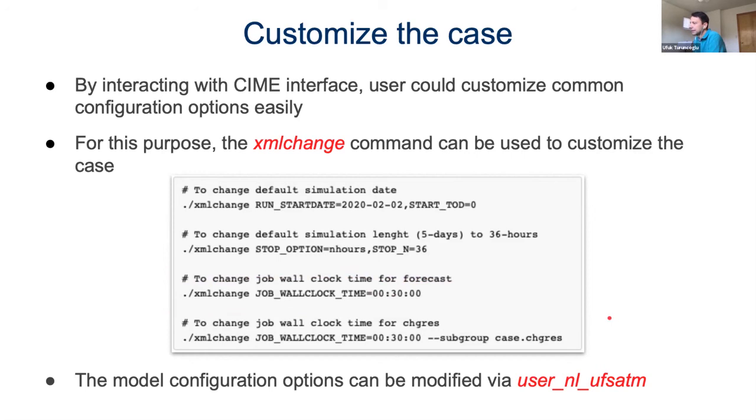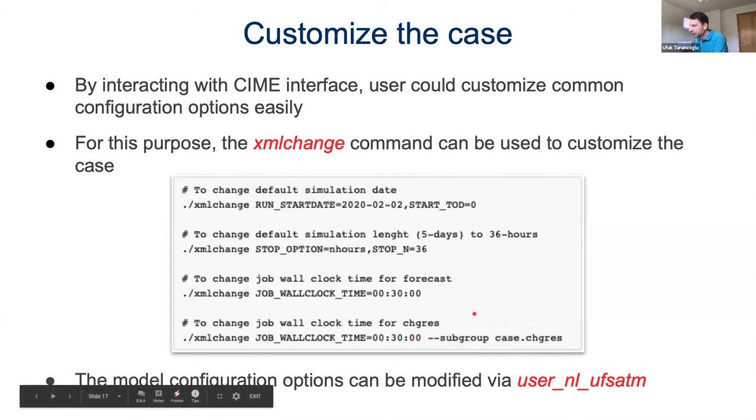Another question could be: okay, I am changing the wall clock time for the forecast, but how can I change the wall clock time for a specific subtask? In this case, the subtask could be change race or post-processing. Just by issuing the same command with an extra flag, the subgroup, in this case case.changeRace, this will change the job wall clock time for the changeRace. And if you can't remember these names, if you issue preview run, you will see the name of each individual task there, and then you can use the same name here also.